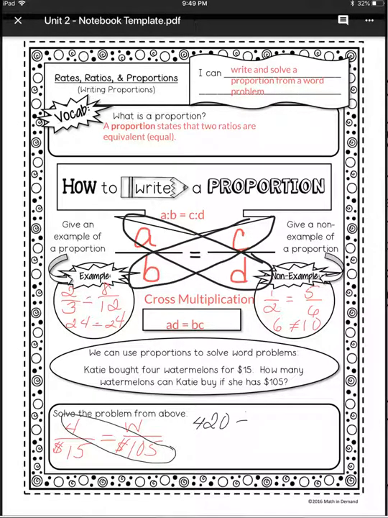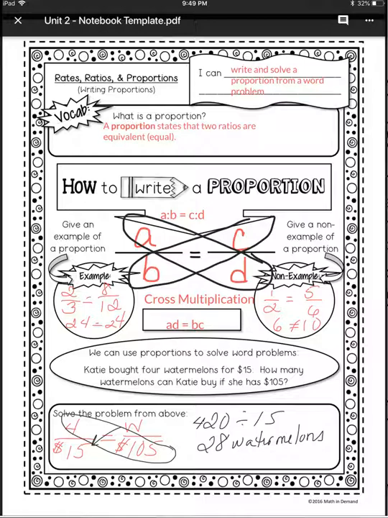And then we're going to divide that by the number that's diagonally across from the variable, which is 15. Again, if we need to use our calculator, 420 divided by 15 gives me 28. So our answer is 28, and we should label it watermelons.